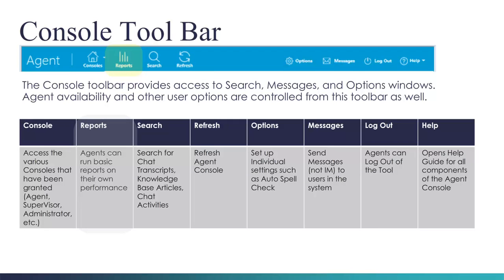Using the reports icon, agents can run basic reports on their own performance. You can use the search icon to search for chat transcripts, knowledge base articles, and chat activities. Click the refresh icon to refresh the agent console. Click on the options link to set up individual settings, such as auto spell check. Click on the messages link to send messages to users in the system. You can log out and click on Help for guidance on all components of the console.